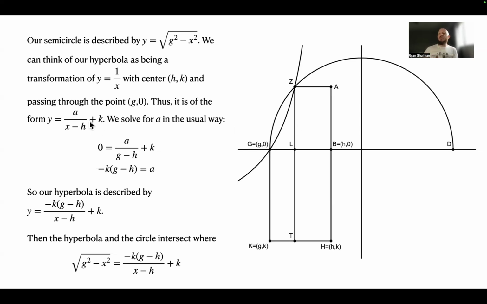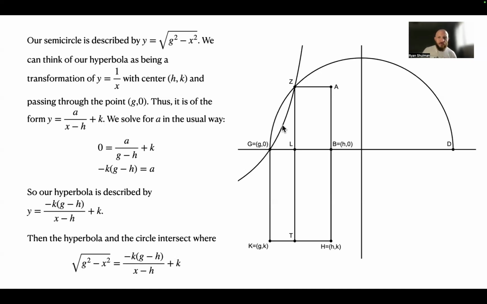So the generic form of this would be y equals a divided by x minus h, plus k. That's just the generic form of 1 over x with the center at (h, k). And we solve for a in the usual way because we know that this hyperbola passes through (g, 0). So we find that a is negative k times (g minus h). So our hyperbola is described by this equation: negative k times (g minus h), all of that divided by x minus h, plus k.